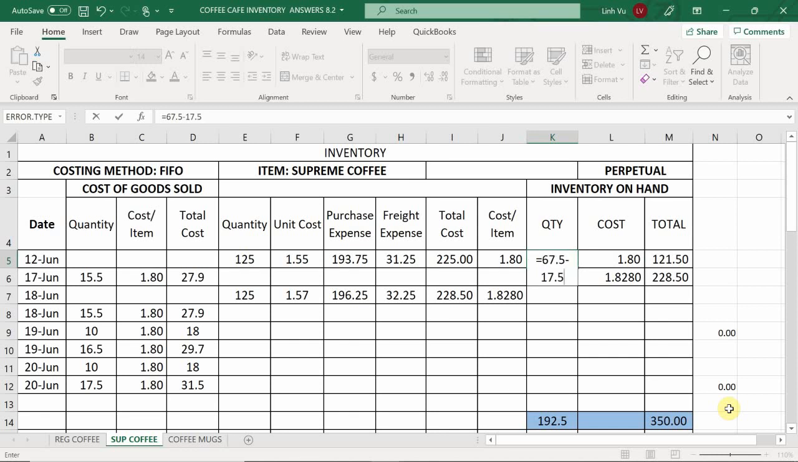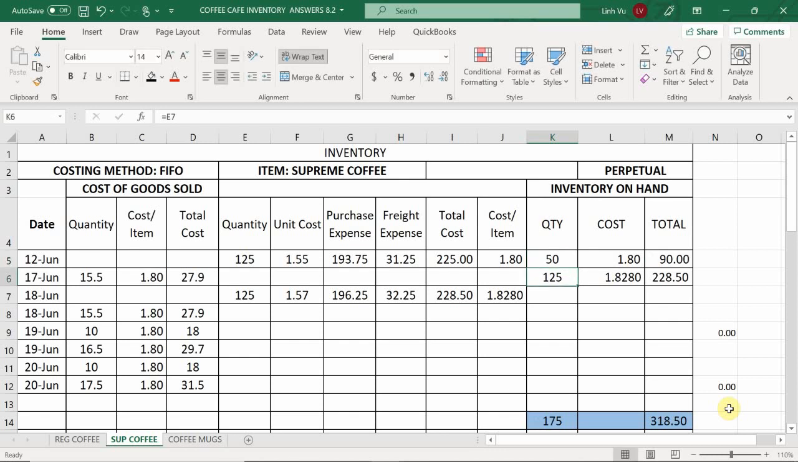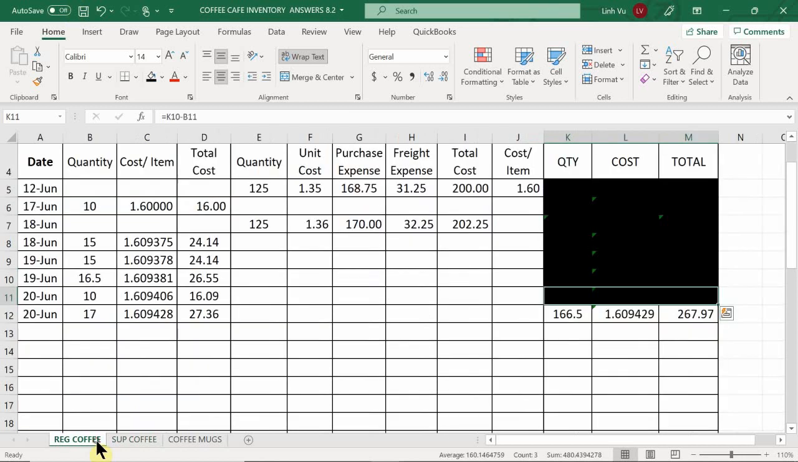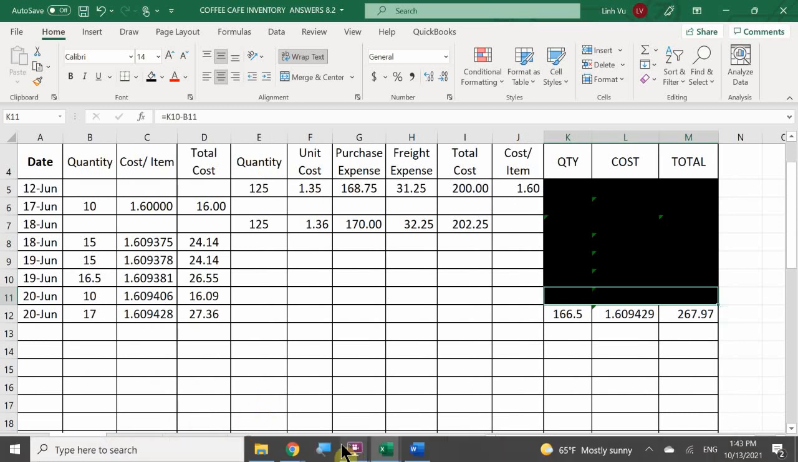How many pounds should we have left? This is 67.5. 17.5. 50 pounds minus 17.5. Yep, we have 50 pounds left. So that's all. So here we sold 17.5 pounds of each: $31.50 for Supreme and $27.36 for regular.